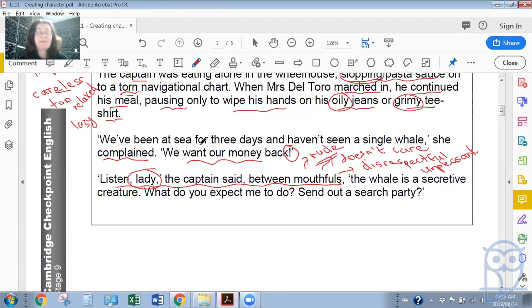She's a passenger who's been on board for 3 days. He doesn't even say ma'am out of respect or politeness or convention. Listen, lady, the captain said between mouthfuls. So yes, he's unpleasant and disrespectful and mannerless. The whale is a secretive creature. All right, the whale is a secretive creature.